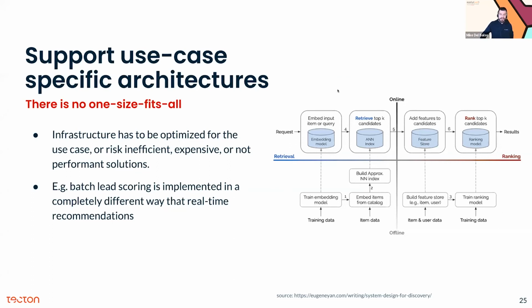And different use cases need different infrastructure here. So the point is to make sure that your ML flywheel includes the use case specific architectures and infrastructure that you need as well. And if you don't, then you risk using the wrong infrastructure, which will be inefficient and expensive for you, or your flywheel will not be complete.